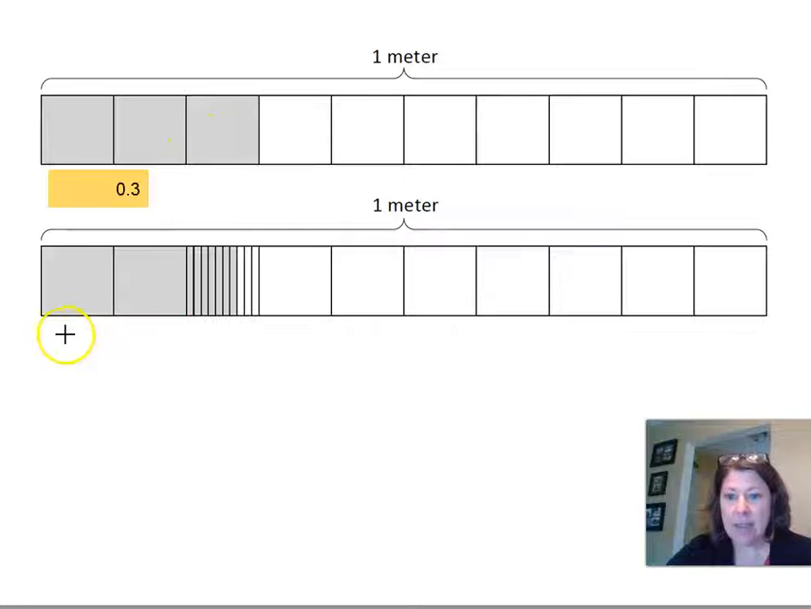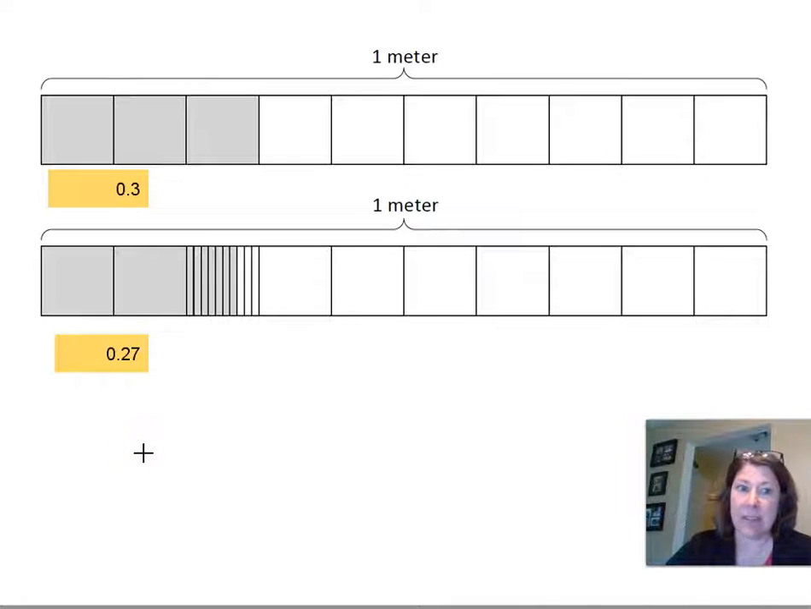Now I look at my next model. And this time I have smaller parts here. So those are hundredths. So I have to think about hundredths. I have 10 hundredths, 20 hundredths, 21, 22, 23, 24, 25, 26, 27 hundredths. So I have 0 wholes and 27 hundredths.